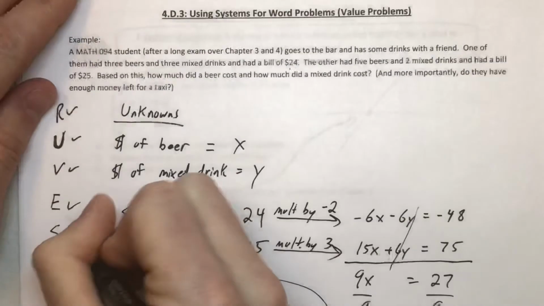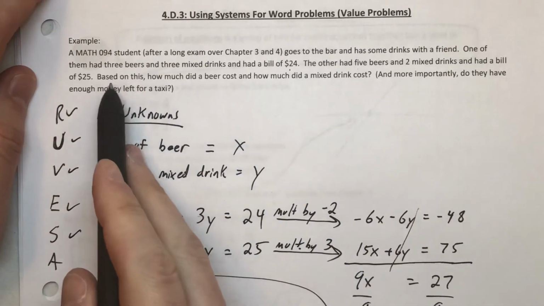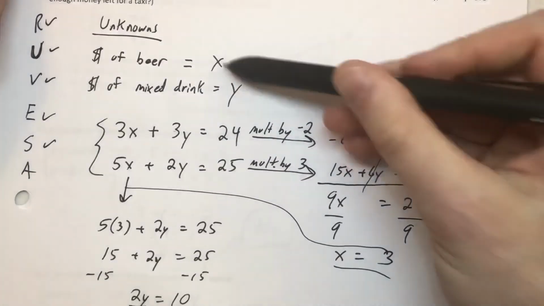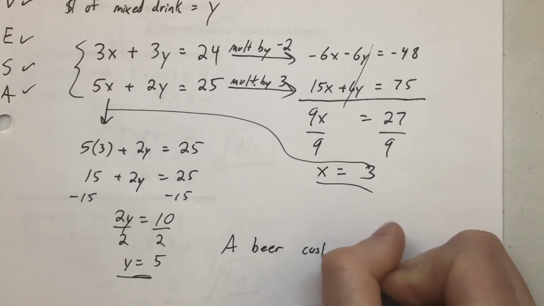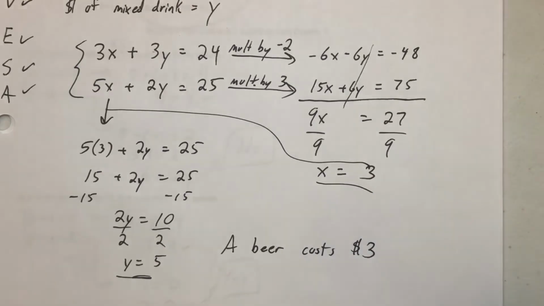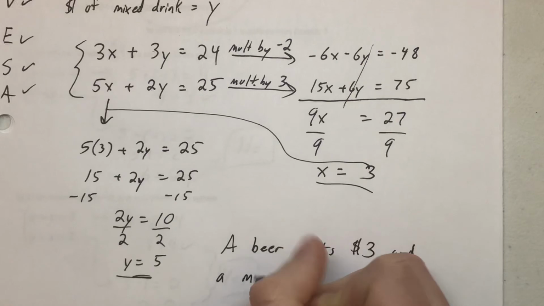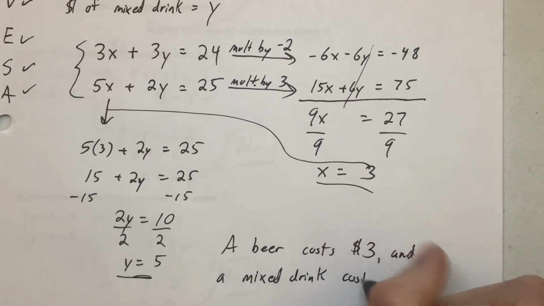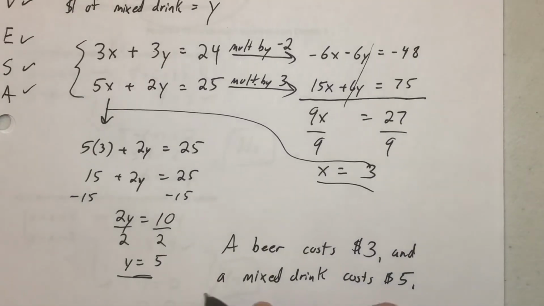And after having solved it, we go to answer it. And the real question asks for the price of a beer and a mixed drink. We have those right there. X is our beer, y is our mixed drink. So to answer that, we can say a beer costs $3 and a mixed drink costs that 5, so $5.